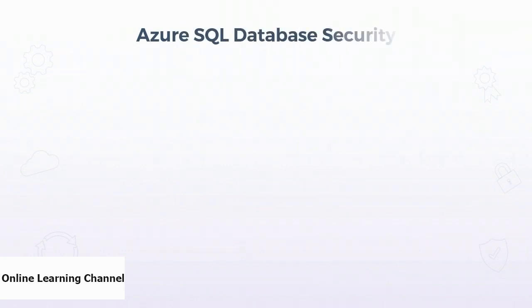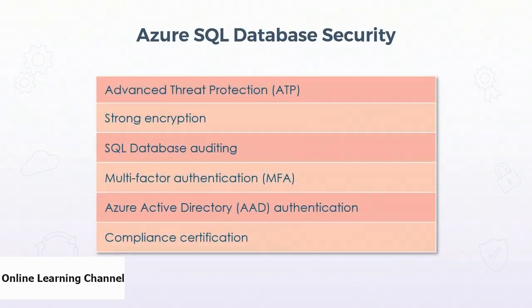Now, earlier I mentioned the flexibility of security options in Azure SQL. Now, one security feature is Advanced Threat Protection, or ATP. This allows you to keep your data safe by detecting anomalous activities. And of course, SQL includes strong encryption mechanisms that make sure that your data is safe, both in transit and at rest.